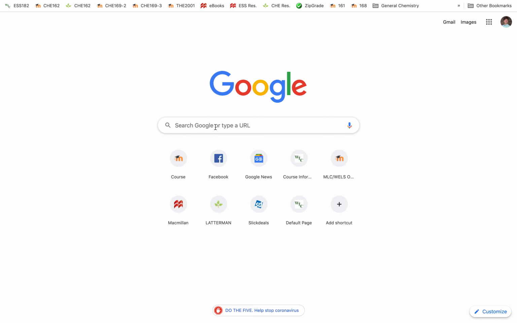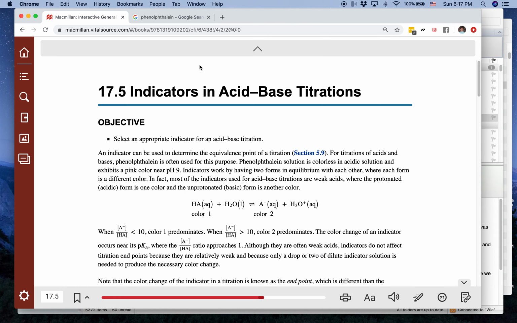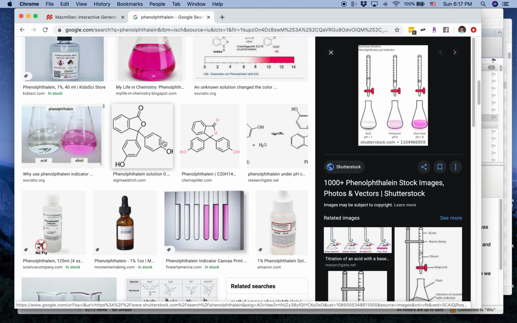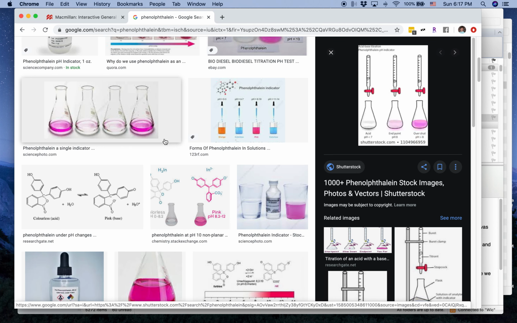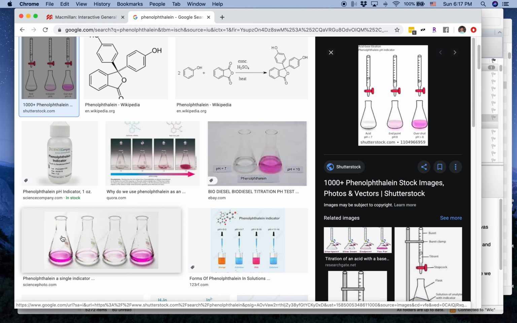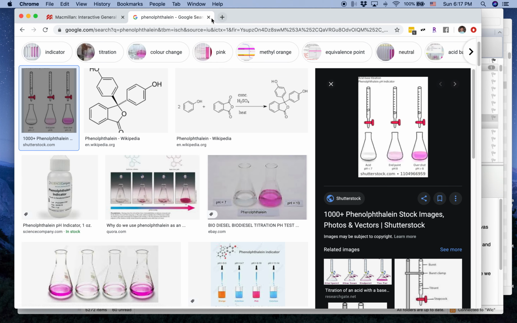Phenolphthalein, remember, was clear when we put it into our acidic solution. And it didn't turn pink until we added enough base to get there. So that means once it gets into a slightly basic environment, that compound turns pink.